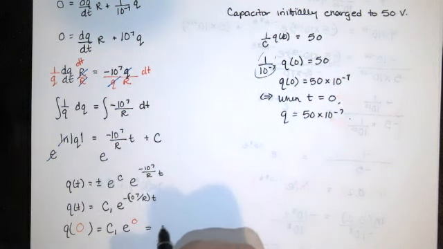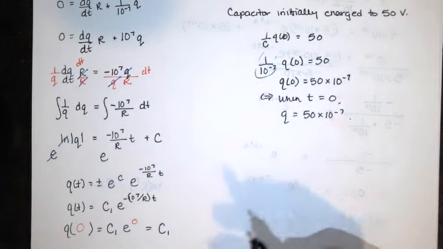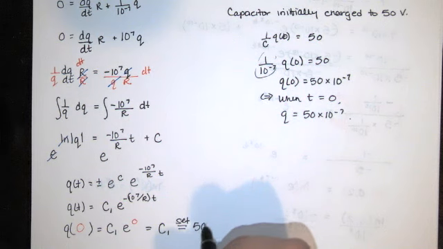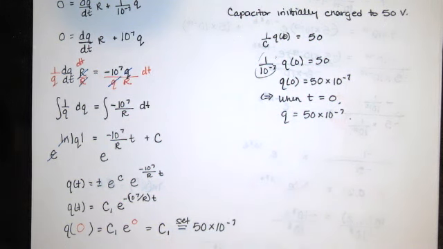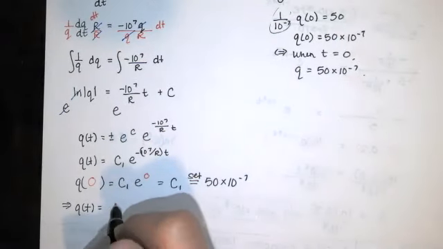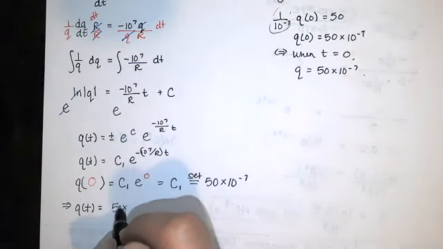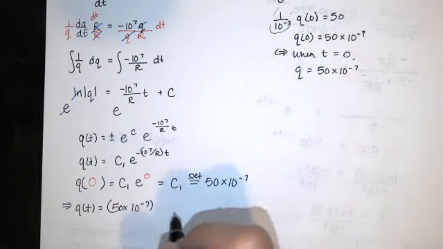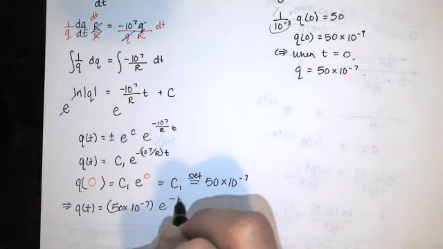Well, e to the 0 is just 1, so Q of 0 is just C1. So we're going to set that equal to 50 times 10 to the negative 7. And then we would solve for C1, but obviously this equation is pretty simple, it's already telling us what C1 is. We can use that to find Q of t. So Q of t is equal to this 50 times 10 to the negative 7th times e to this power.